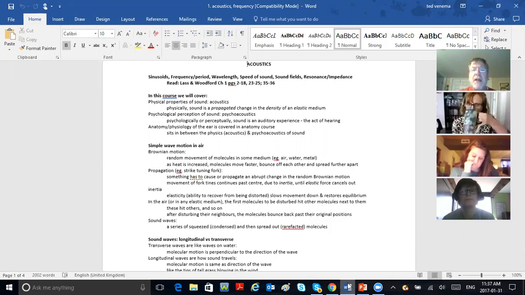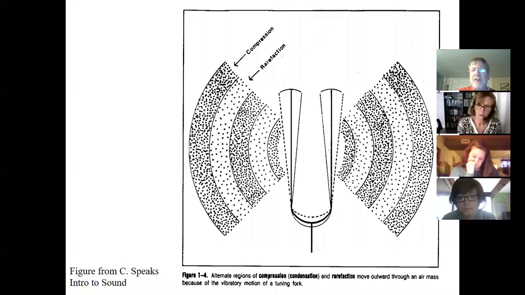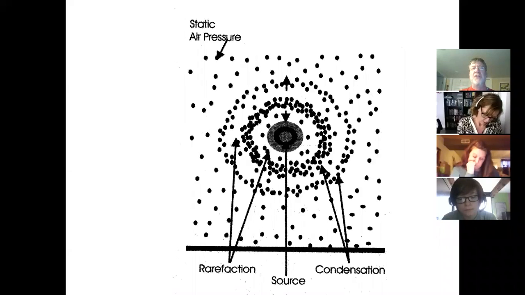Okay, sound waves, a series of squeezed, see that? Condensed, and then spread out, rarefacted molecules. And that's where this is, condensation, rarefaction. Okay? Next slide. Here's another picture of the same thing, showing you the very same thing, just a different kind of a picture. You can see the condensation is where the molecules are tighter. The rarefaction is where the molecules are looser. That's it.